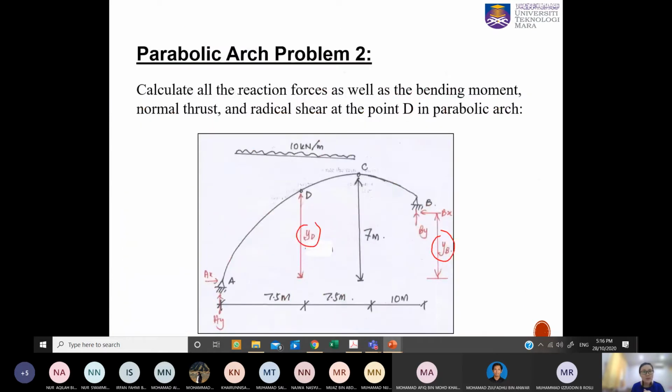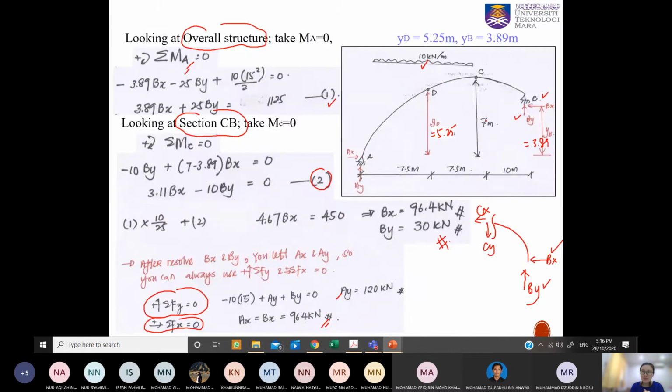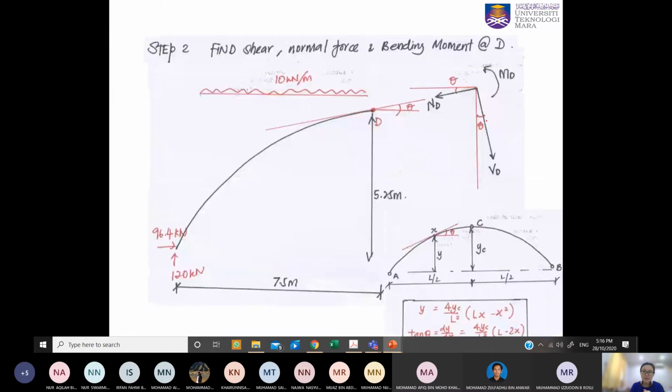We want to calculate all the support reactions, which we have already done, and we also want to determine the internal forces like bending moment, normal thrust, and radial shear at the point D in the parabolic arch. So at point D only. We need to cut the section at point D right now.